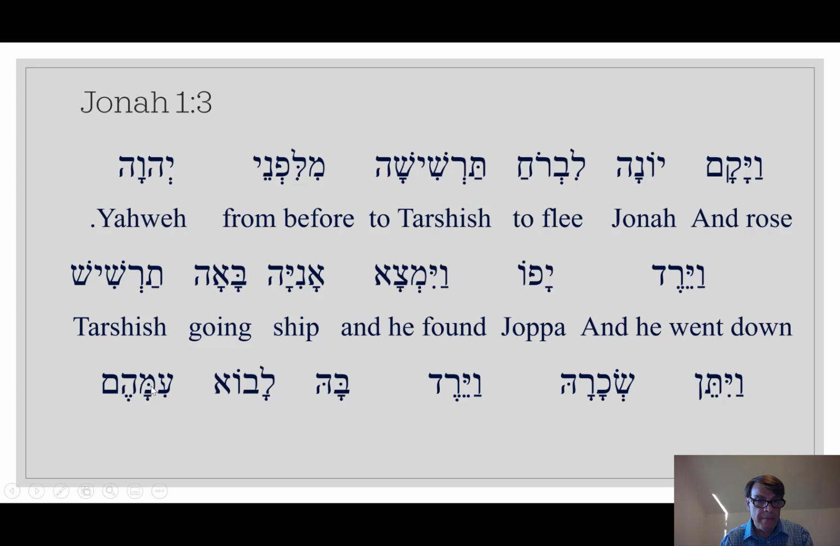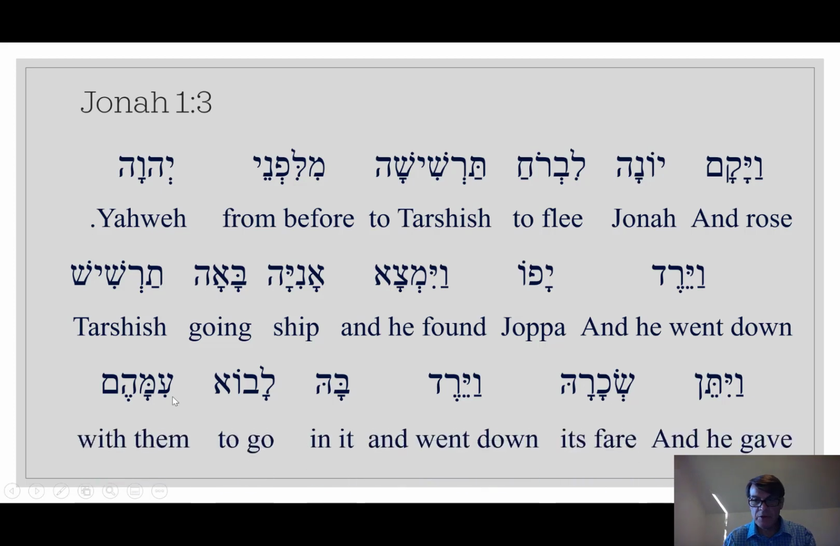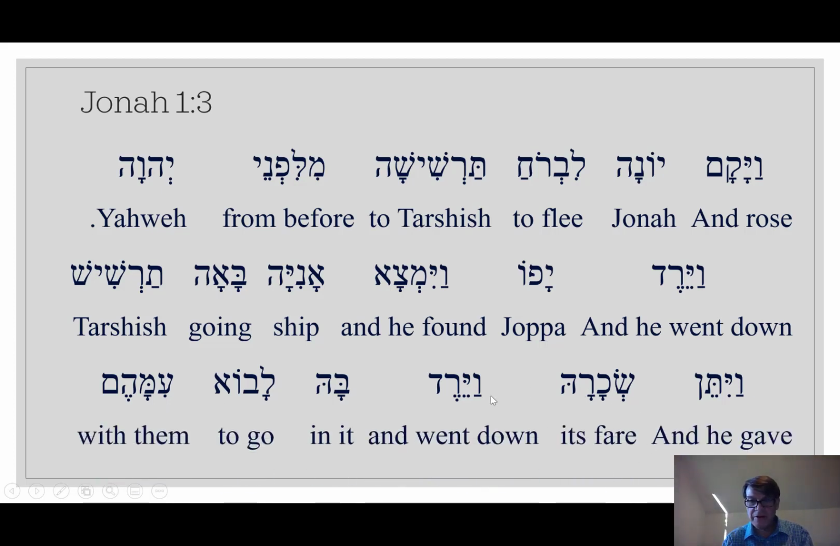Ayin, mem, dagesh, hey, final mem. So here we have a middle M and a final M. And notice it looks different if it's in the middle or at the end. So this is imahem, with them. So that's translated: and he gave its fare, and he went down in it, into the boat, to go with them.